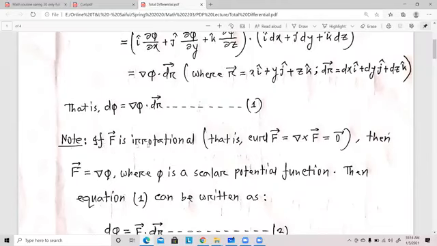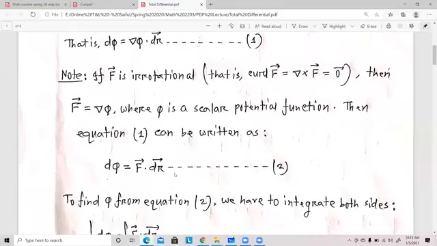If f is irrotational, in that case we know curl of f equal to 0, then f can be written as grad phi, where phi is a scalar point function. যদি f টা আমাদের irrotational হয় তাহলে আমরা f টাকে লিখতে পারি grad phi। তো এখন f equal to grad phi হয়, and if we put this value in equation 1, এক নাম্বার যদি বসাই grad phi পরিবর্তে f বসাই তাহলে কি হবে d phi equal to f dot dr.